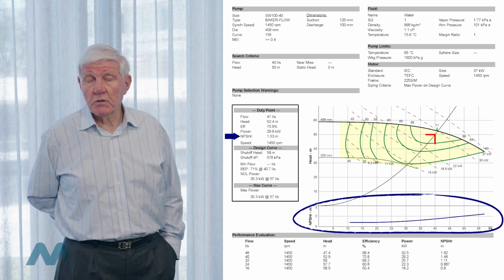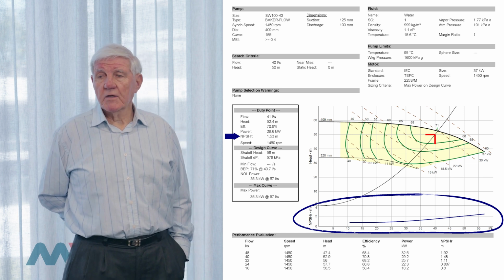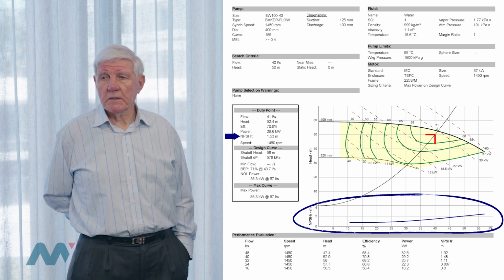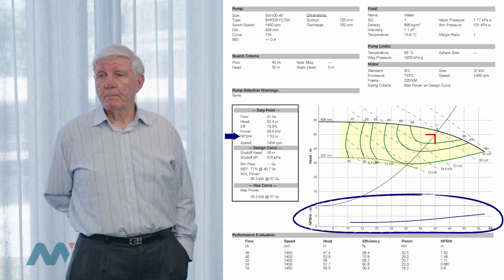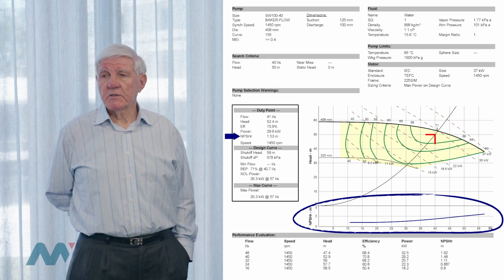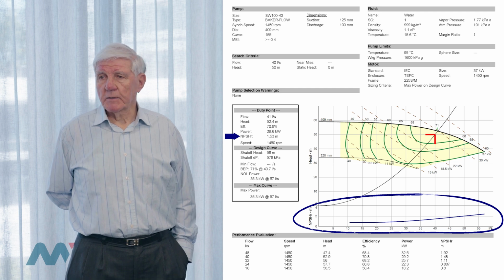NPSHR is a function of the pump, and it's given to you by the manufacturer, and it's usually part of the performance curve that's published by the manufacturer for a particular model of pump at a particular speed. And you should always make sure that your NPSHA is greater than your NPSHR. Otherwise, there's the potential for vaporization at the eye of the impeller.